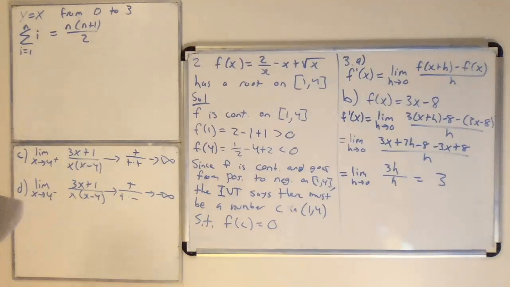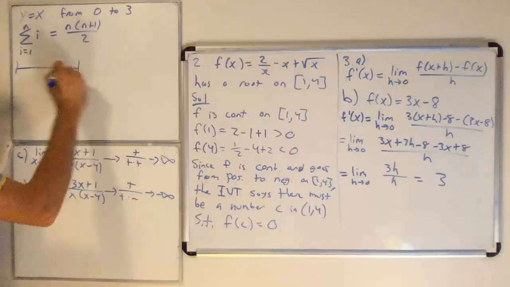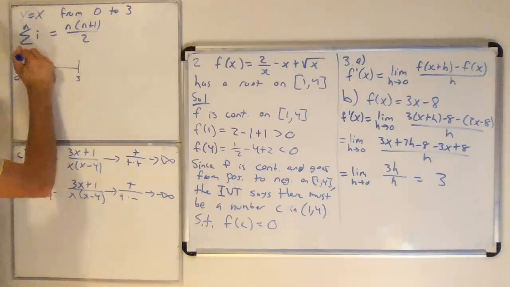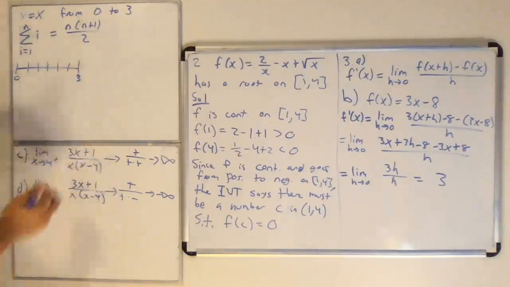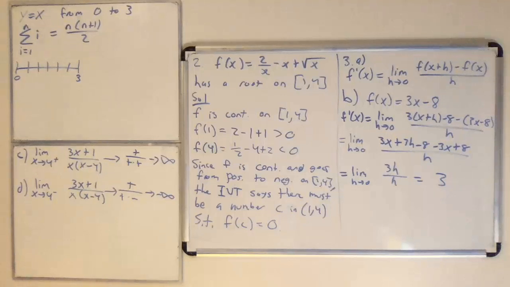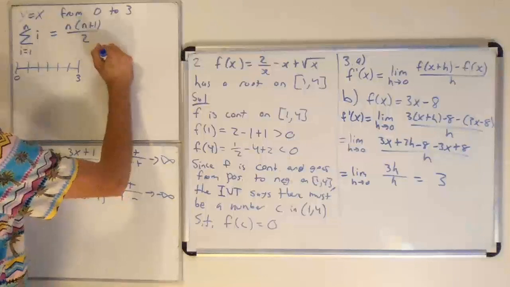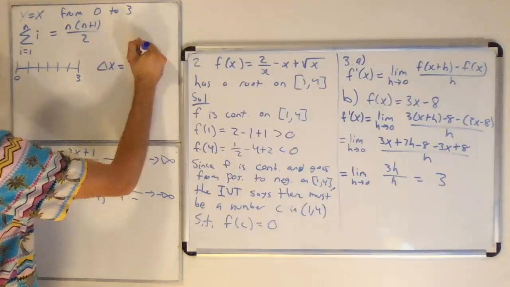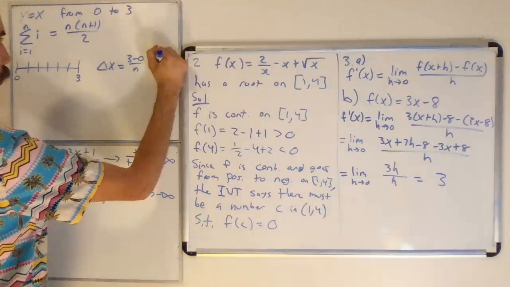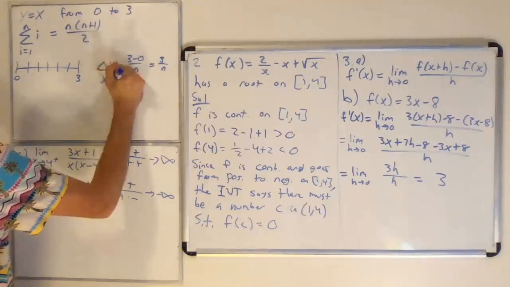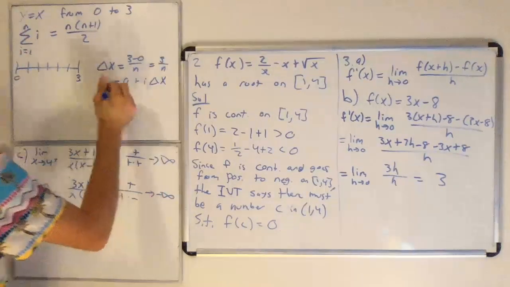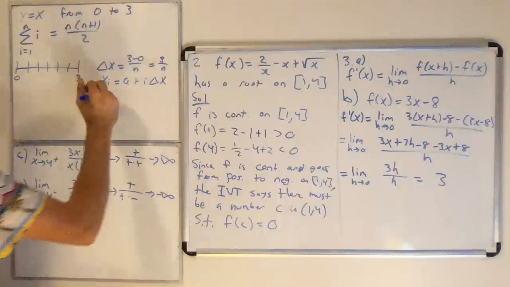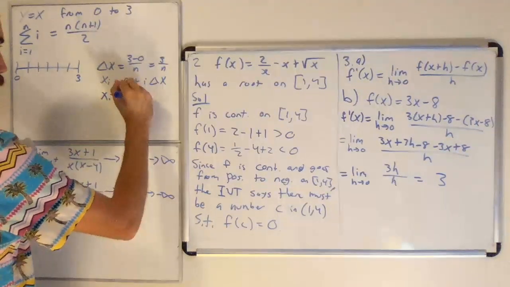Okay, so basically what we're going to be doing is taking our interval from 0 to 3, breaking it up into a bunch of subintervals, taking sample points along the way, and then using the limit definition of the integral to find the area. Okay, so we need delta x, which is 3 minus 0 over n. We need x sub i. These are our sample points, which is in general a plus i delta x. So a in this case is 0 and delta x is 3 over n. So x sub i is equal to 3i over n.